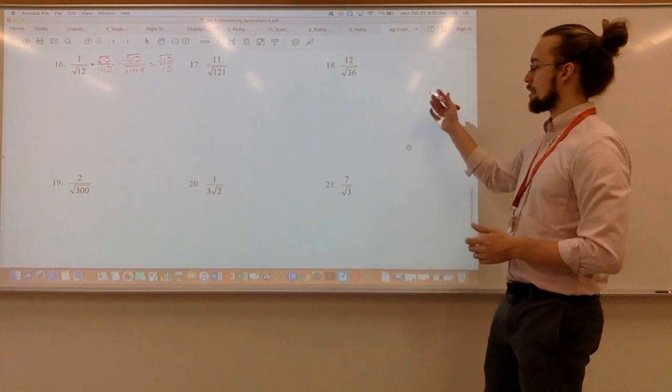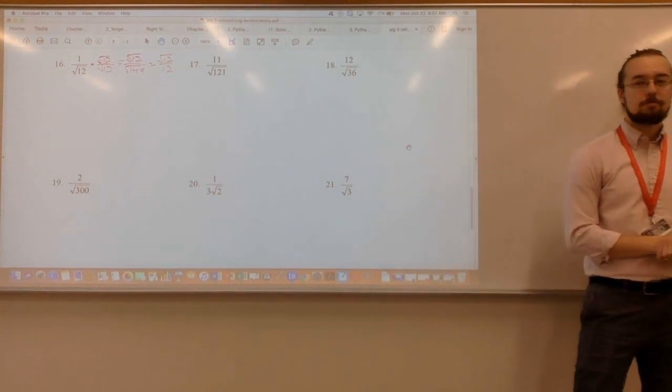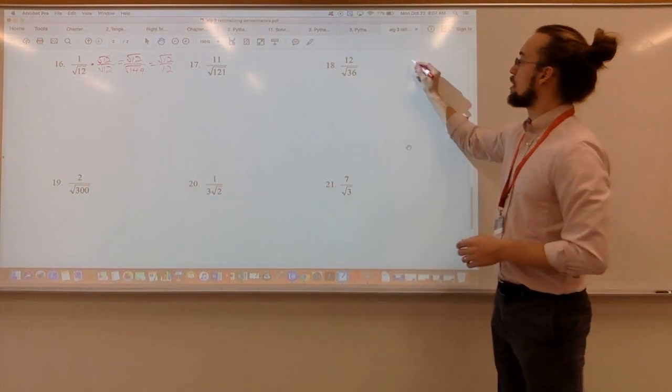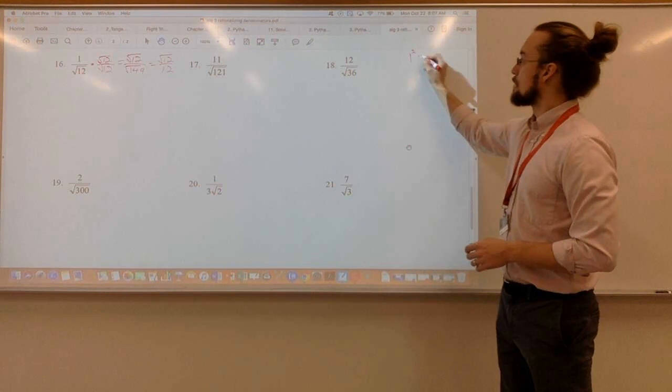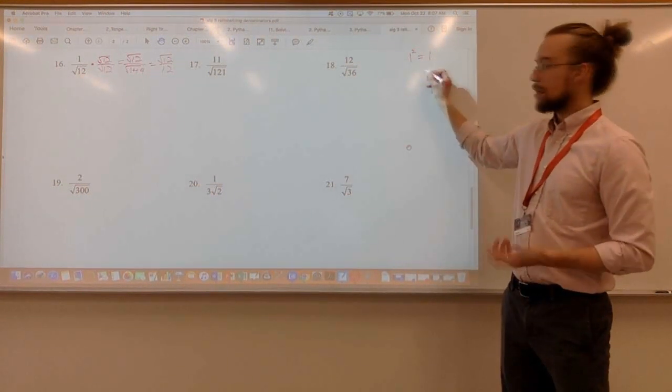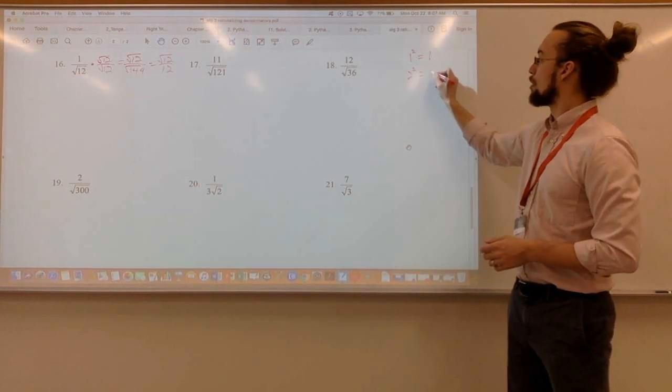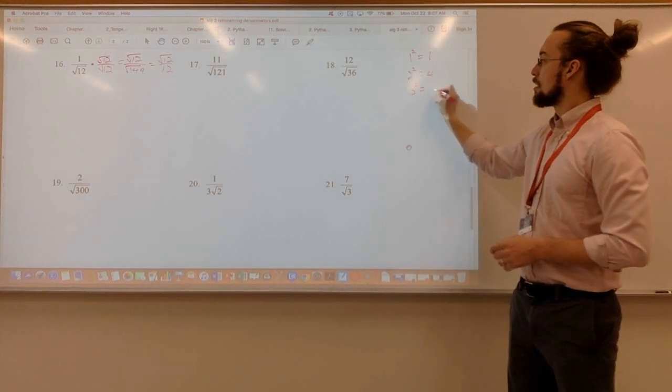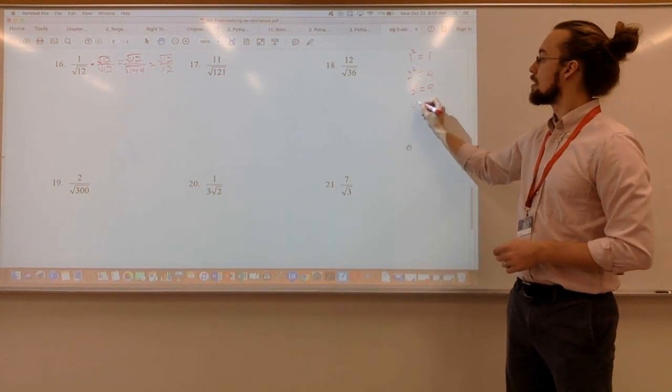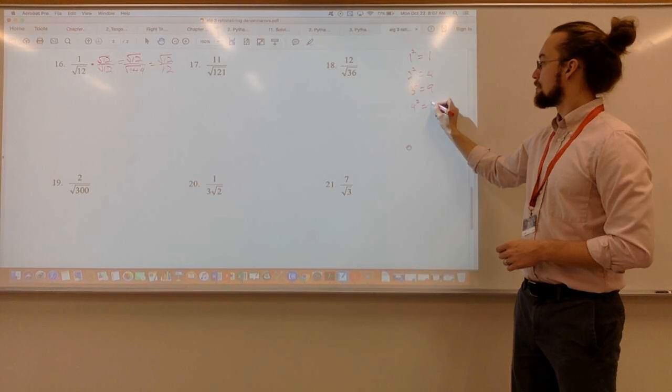How do we get perfect squares? The number times itself. Right, so if I do 1 times 1, I get 1. Then 4, 9, 16, 25.